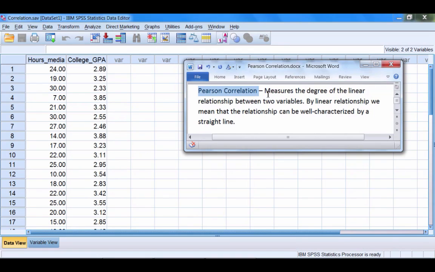Sometimes there are other correlation coefficients as well, such as Spearman's rho, but Pearson's is the one that's focused on in nearly every text out there.